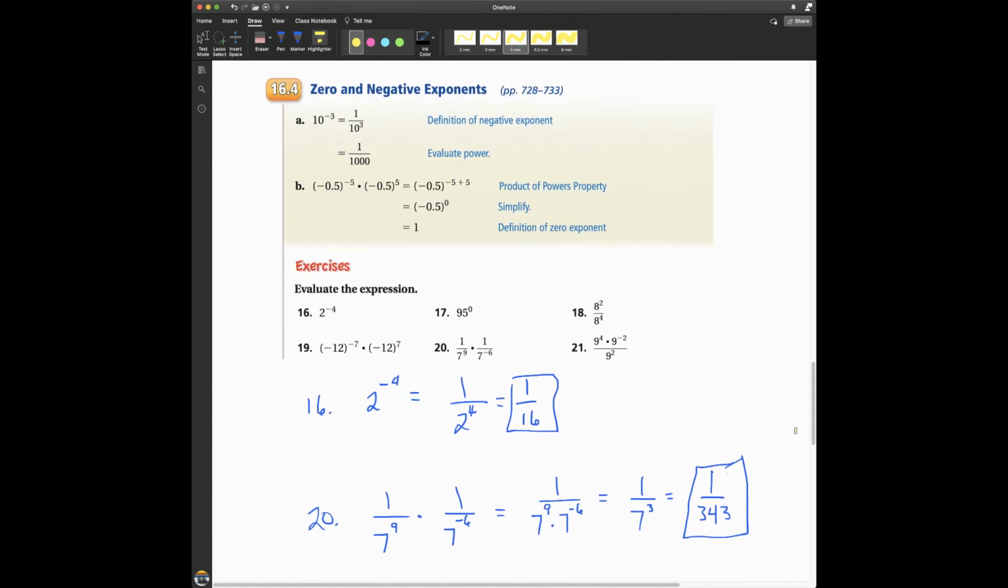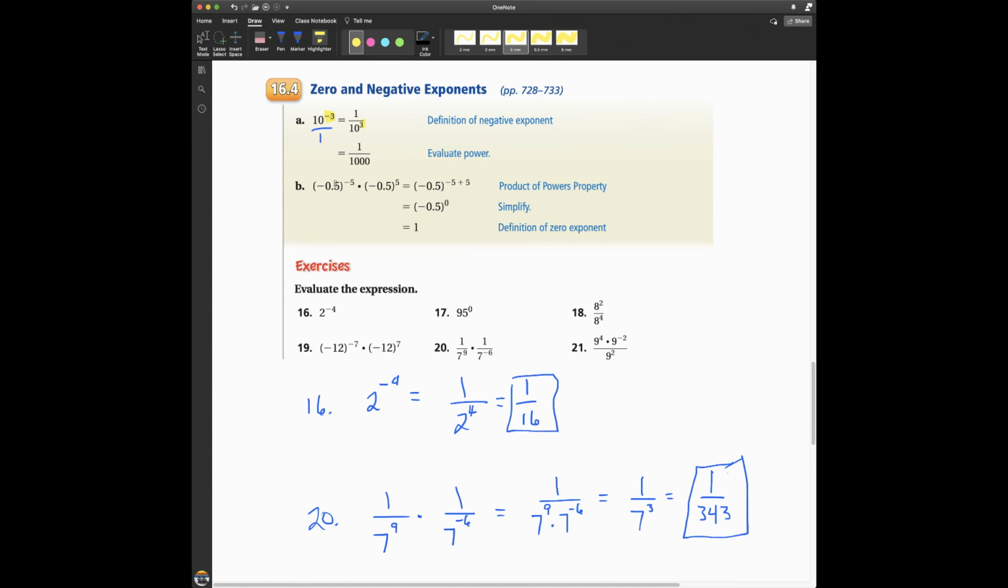Section 16.4, zero and negative exponents. So we learned that when I have a negative exponent, I can turn it into a positive exponent by moving it. If it's in the numerator like it is right now, because I could write this as 10 to the negative third over 1, I just move it to the denominator. And that changes my exponent to a positive exponent. And then I can simplify it.